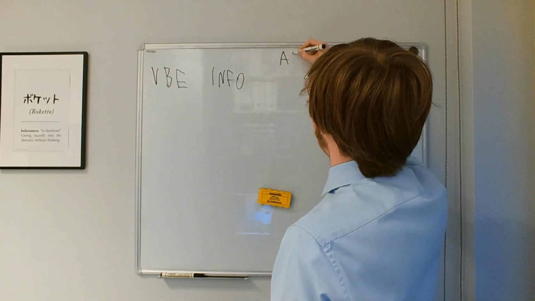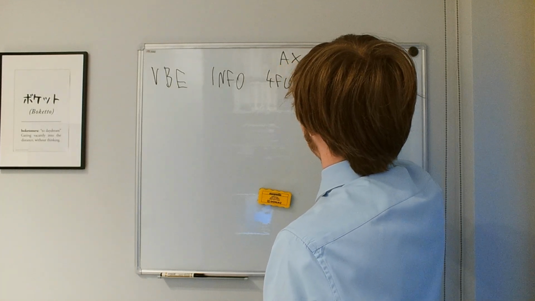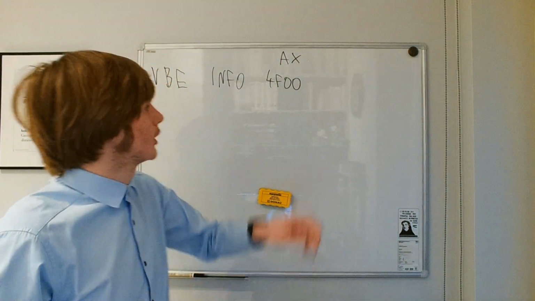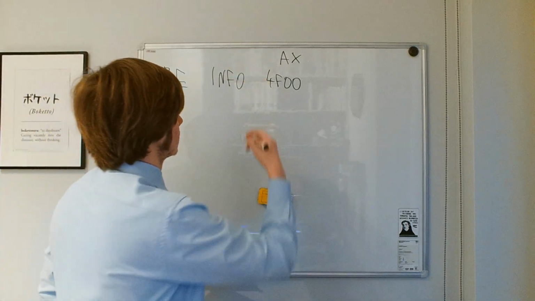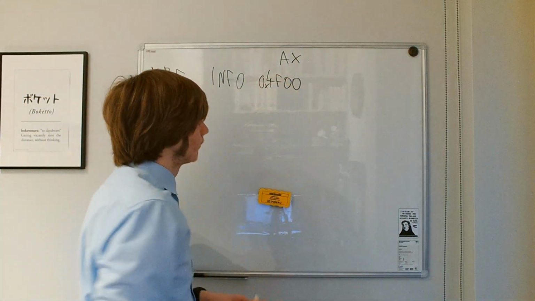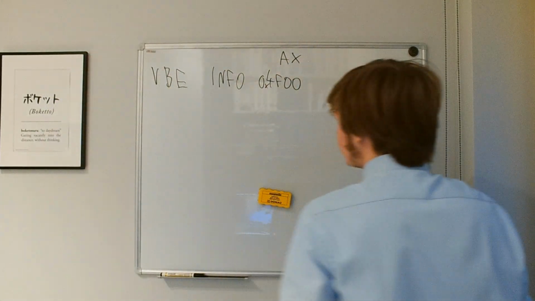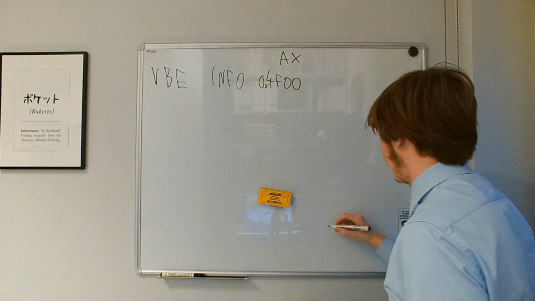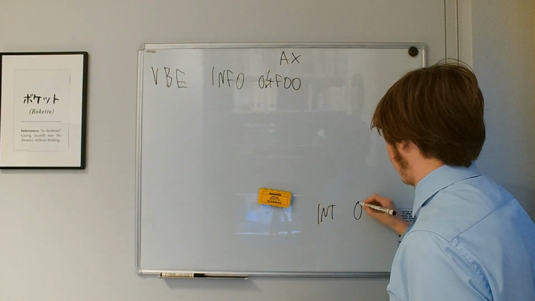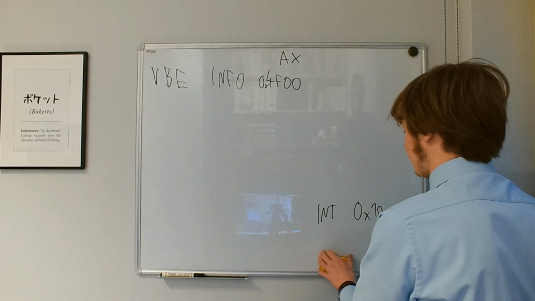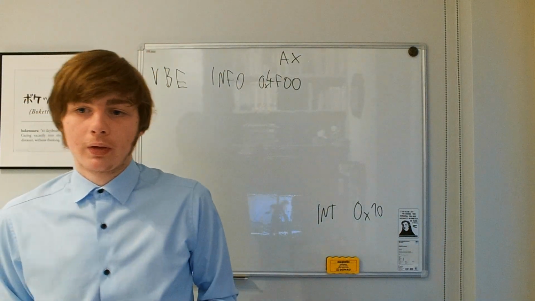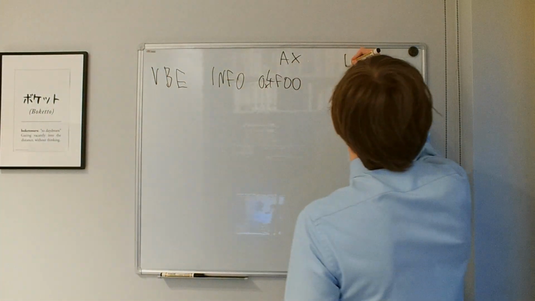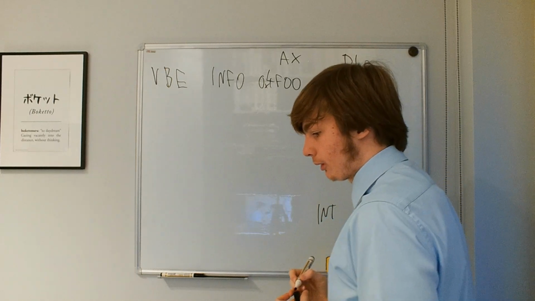I'm going to write it like this: AX equal to 4F00. That's VBE info. So if you set the X register to that, obviously hexadecimal, and then you call the interrupt vector 10, hexadecimal 10, then you'll get back VBE info, and it will be stored according to a specific format.